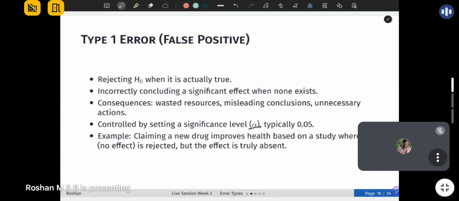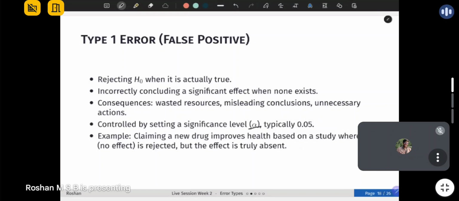You can actually control this type 1 error by setting the significance level, that is alpha. That is why people always take around 95%. We can control this type 1 error by setting alpha to be 0.05. It's quite a good trade-off between controlling type 1 error and type 2 error. An example would be you claim a new drug improves health. You come to a false conclusion, you put it in the market, but the effect is actually absent.